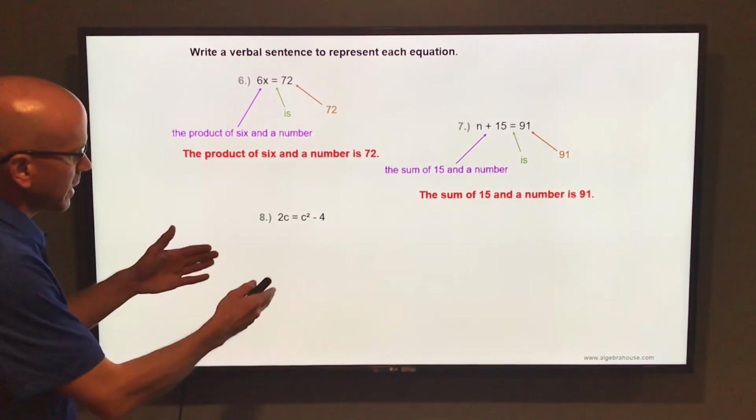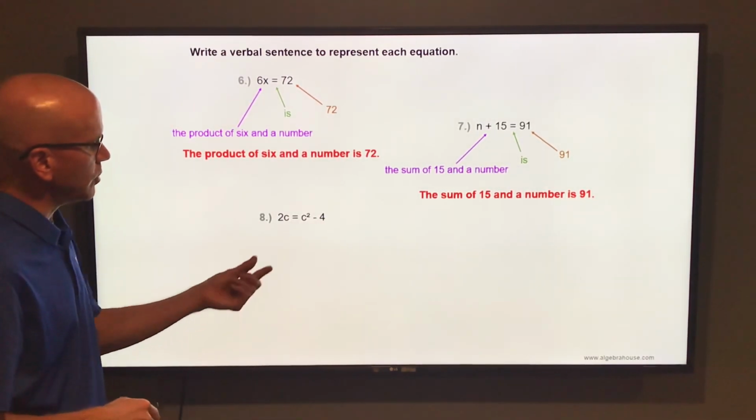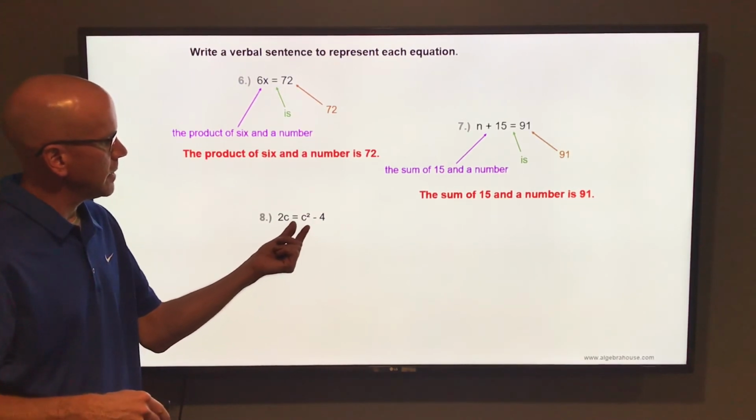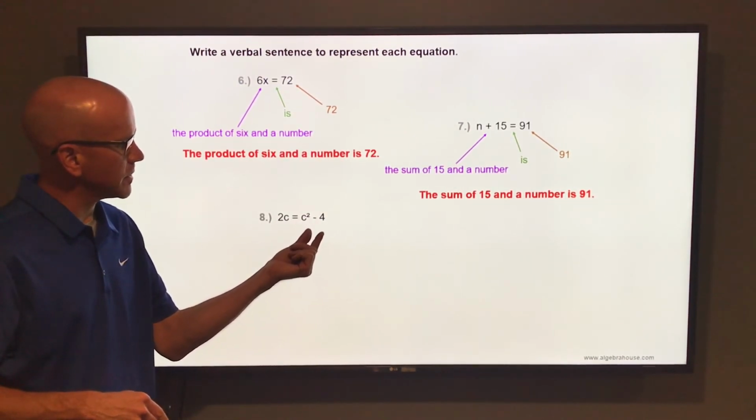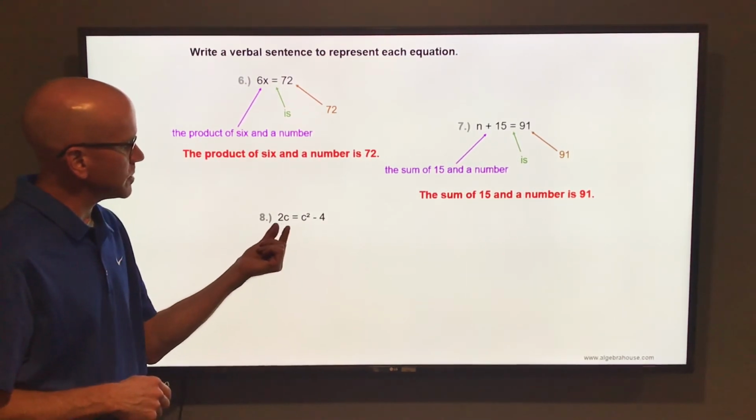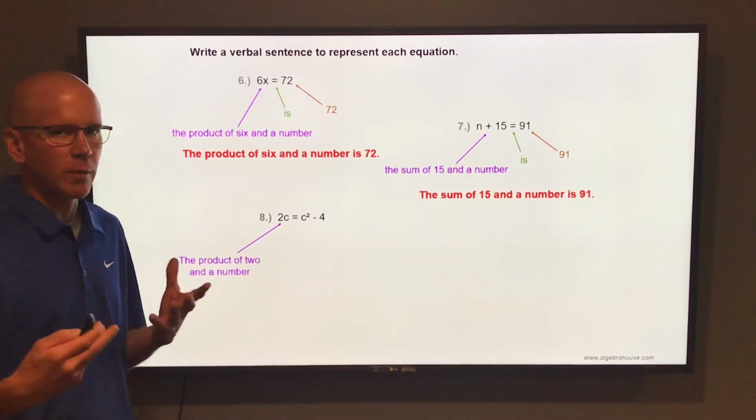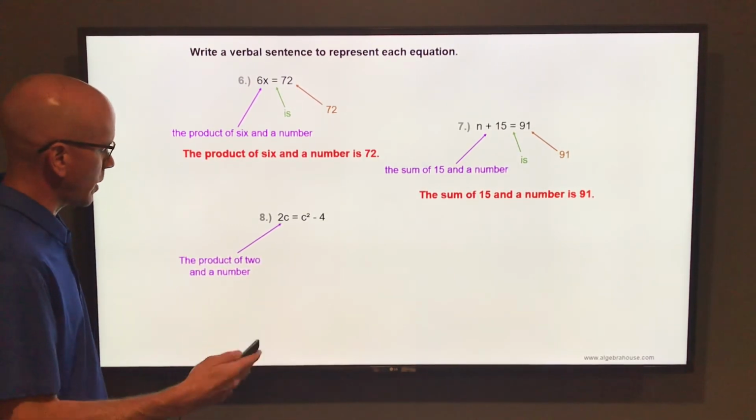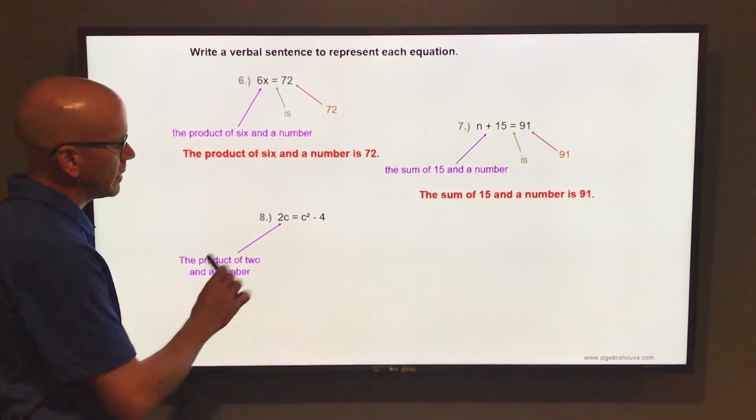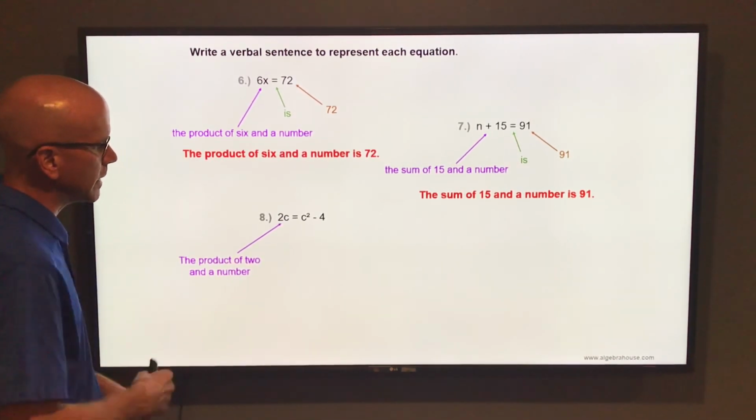A little more complicated on this next one. 2c equals c squared minus 4. You're multiplying 2 by c. You're squaring the c on the other side, and you are also subtracting 4. So we'll start with this 2 times c, as most people would say. But think of the word that represents multiplication, that is product. You could say the product of 2 and a number, or the product of 2 and a number c, if you want to include the c in that.